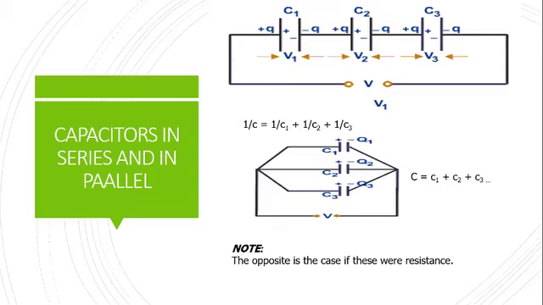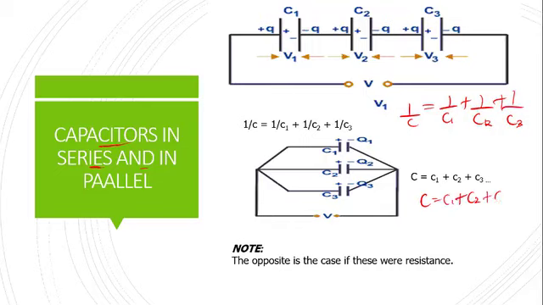Alright, so this is the arrangement of capacitors in series and in parallel. Now, when capacitors are connected in series, their effective capacitance, if for instance they are 3, will be given by 1 over C1 plus 1 over C2 plus 1 over C3. But when they are connected in parallel, they are given as C1 plus C2 plus C3.